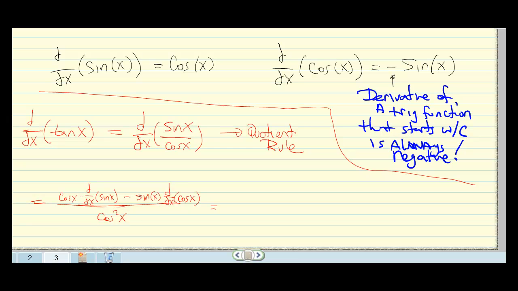So this first term in the numerator, cosine of x times the derivative of the sine of x, is simply going to be cosine x times cosine x, since the derivative of sine of x is cosine x. And for the second term, we have the derivative of cosine of x times sine of x. The derivative of cosine of x, we can see right above there, is minus sine of x. And this, of course, is all divided by cosine squared of x.